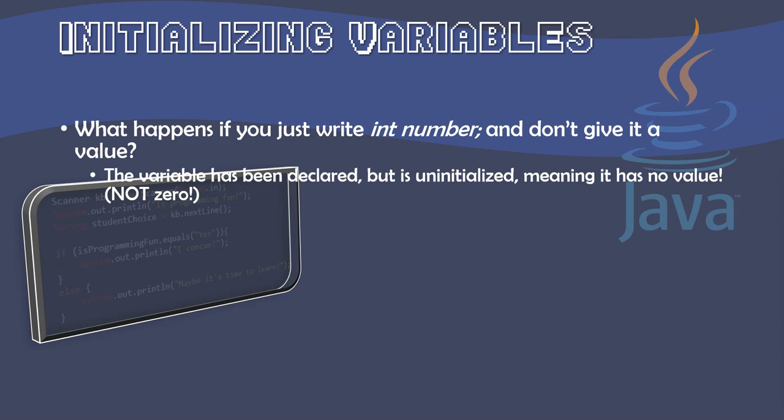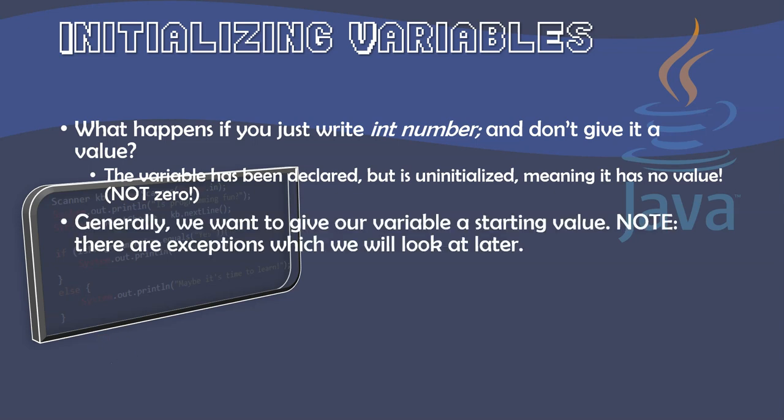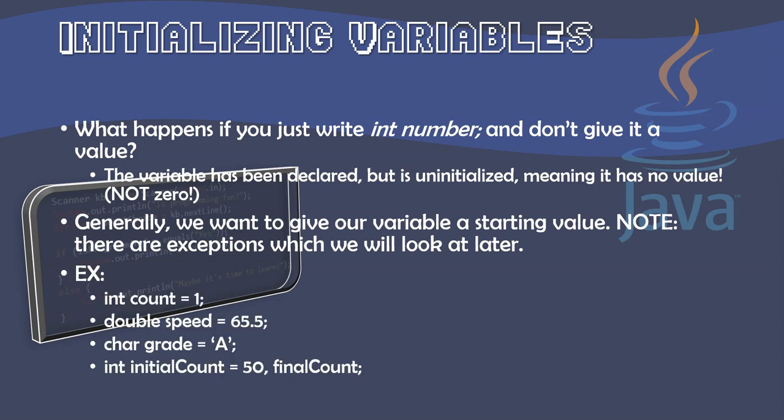Well, the variable's been declared, but it's uninitialized, meaning it has no value. Now, no value does not mean that it's set to 0. It simply just means it has nothing assigned to it. Now, generally, we want to give our variable a starting value. Note there are exceptions to this that we can look at later, but generally speaking, we're going to initialize to something. So for example, a number might initialize to 1 or it might initialize to 0, depending on how we want our program to function.